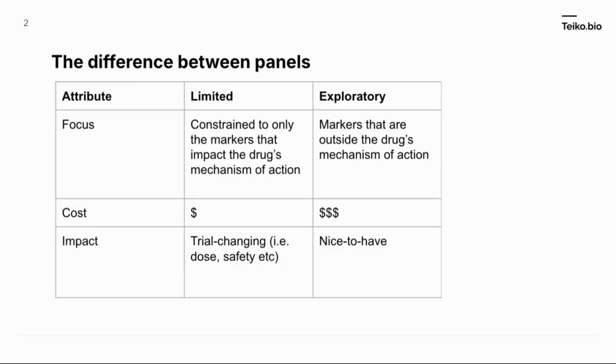etc. The next step up is exploratory, where we hear a lot of this in terms of high parameter panels. These include markers that may be outside the drug's mechanism of action. So think a T panel that looks at B cells. So this might be very expensive and maybe considered a nice to have.